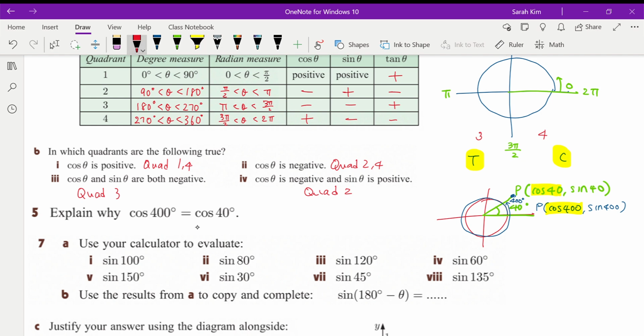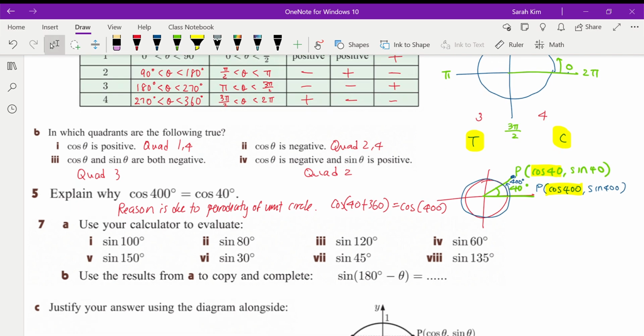So basically the reason is due to the periodicity of the unit circle. So cos 40 plus 360 is cos 400. So that is why it is going to be the same answer.